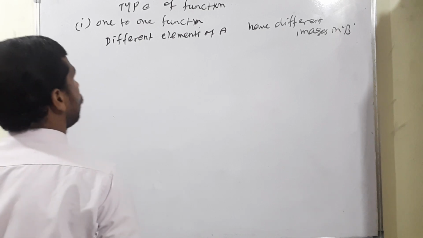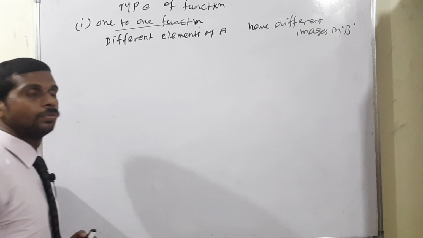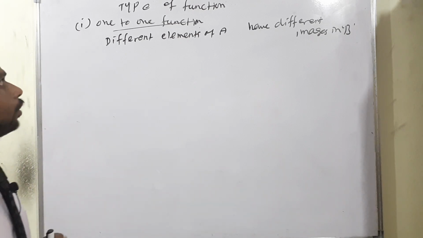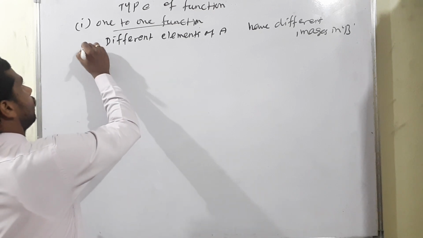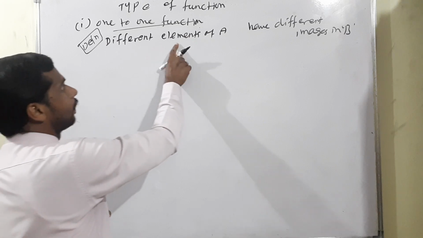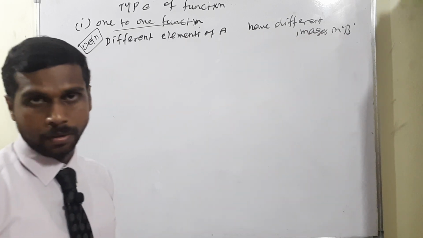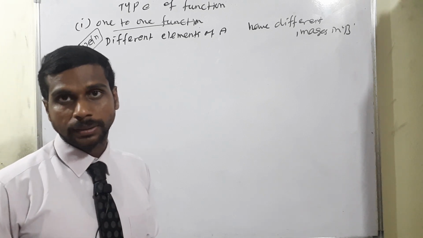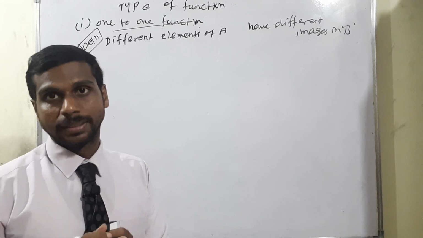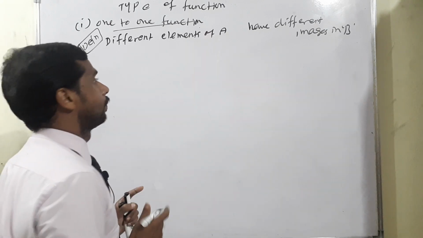So, I am moving to types of functions. Type number 1, the one-to-one function, one of the important topics. What is the definition? Different elements of A have different images in B. You already know the meaning of a function: all elements of A are associated to some elements in B. But in a one-to-one function, different elements of A have different images.